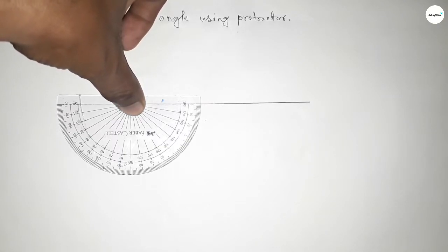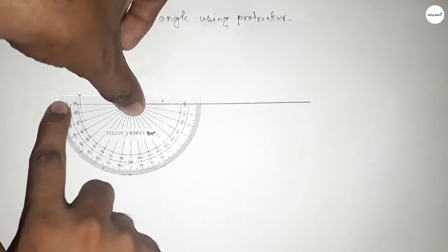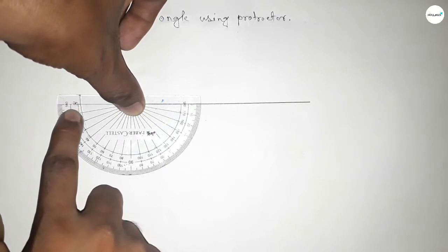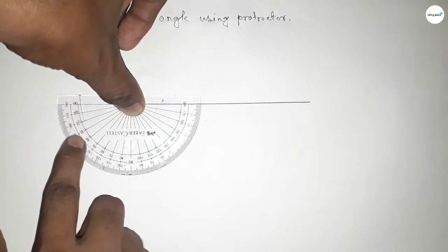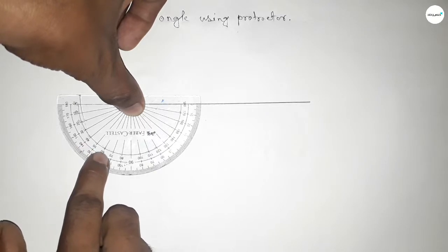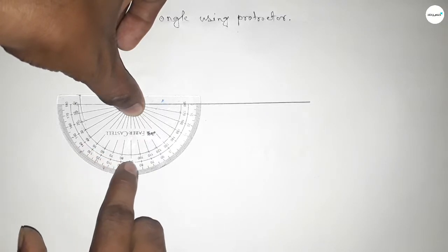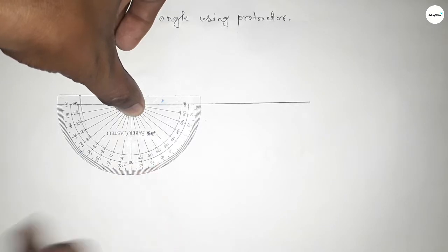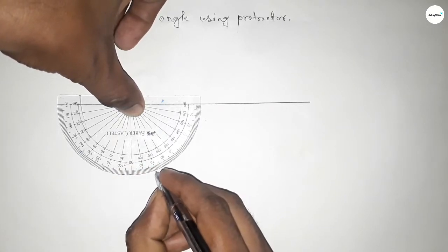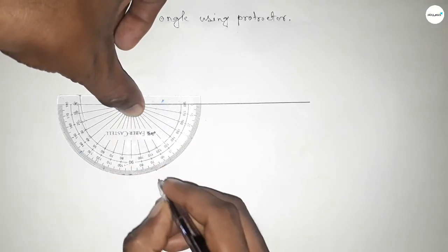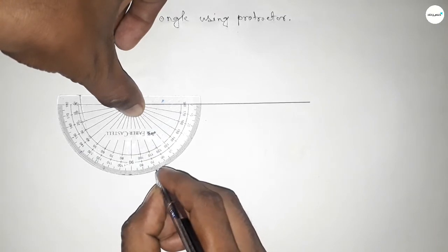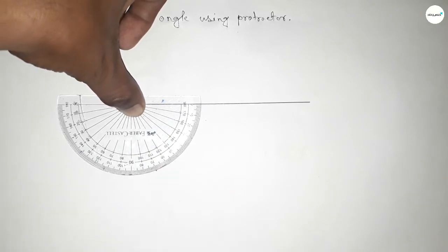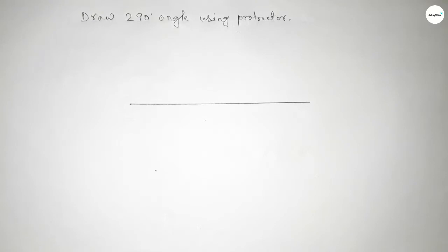So this is 180 degrees. Now this is 10, 20, 30, 40, 50, 60, 70, 80 and 90, 100, and this is 110. So by adding 110 with 180 degrees, then we can get a 290-degree angle. Okay, now joining this to get a 290-degree angle.